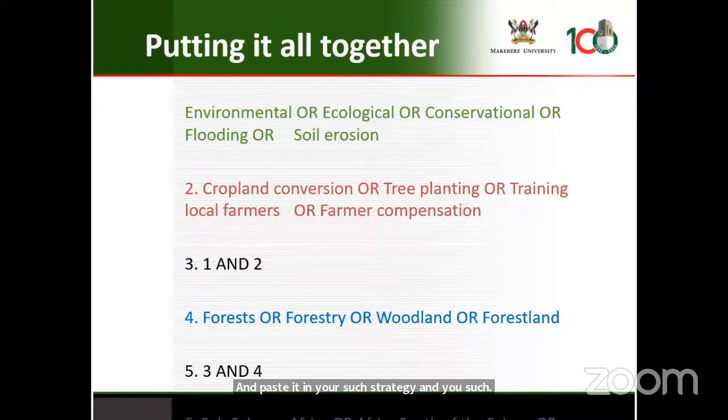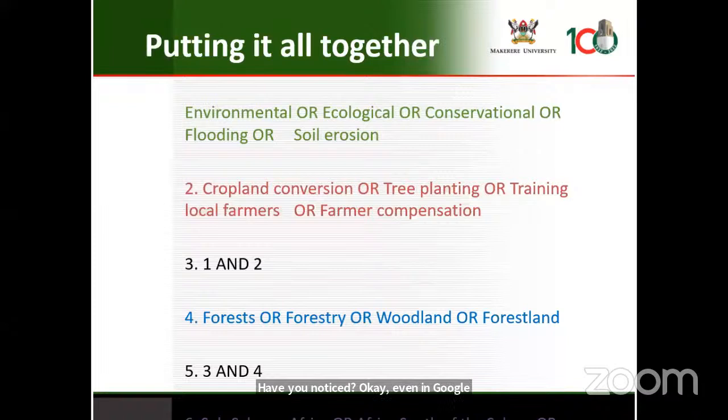So we are now going to put it all together. If you remember our first example, environmental or ecological or conservational or flooding or soil erosion. Someone has not asked me, why are you using uppercase for Boolean operators? Have you noticed? Boolean operators are usually written in uppercase, okay? Even in Google Scholar.